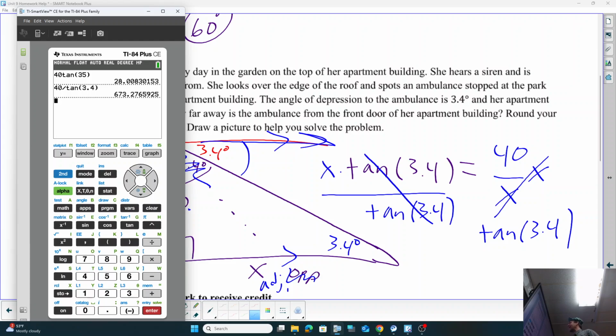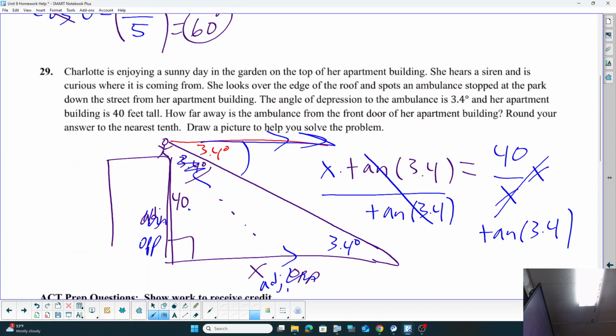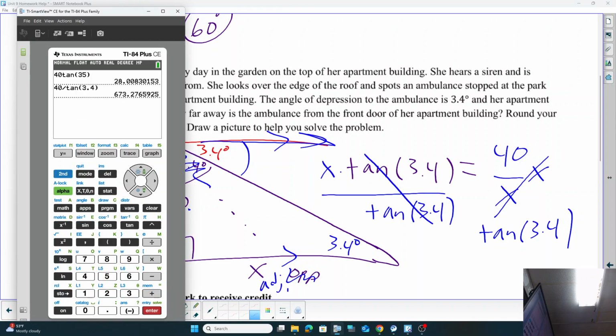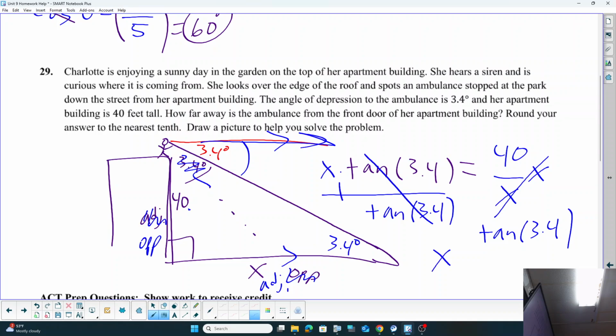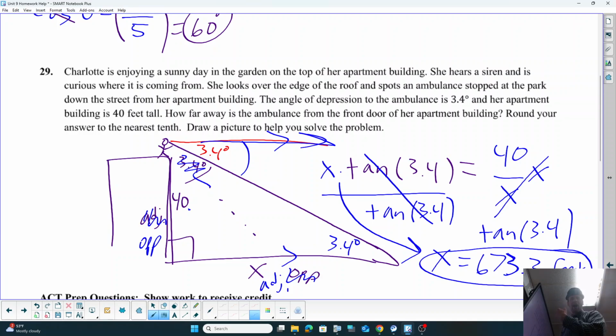That's really far away. So 673.27. Round your answers to the nearest tenth. So that's going to be 673.3. So x equals 673.3 feet to the nearest tenth is our answer. Cool. So angle of depression goes across and down, and then you do alternate interior angles, basically. So that was a crazy one.